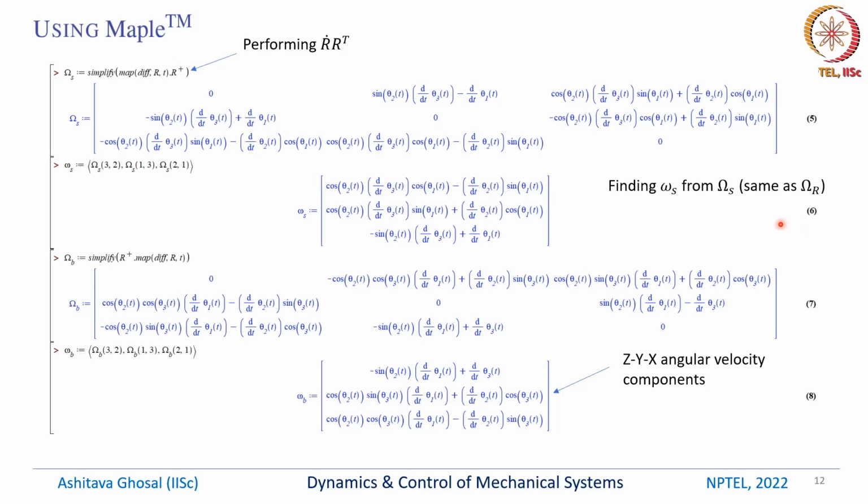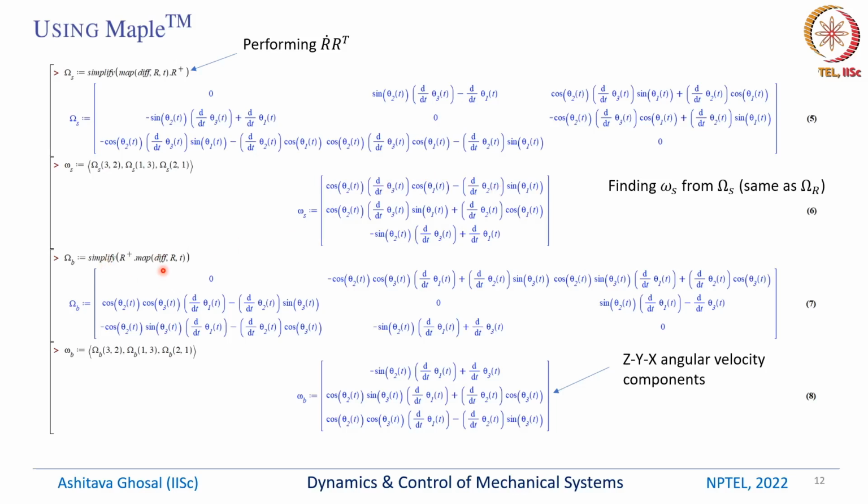In our notes we have called this omega r. This is right multiplication. We started with r into r transpose is identity, then we took the derivatives and so on. In this slide it is being called omega s. And you can see omega x is cos theta 2 into theta 3 dot into cos theta 1, and then minus theta 2 dot into sine theta 1. You can go back and verify, because these expressions are given earlier in the text, that this is indeed the x component of the angular velocity vector.